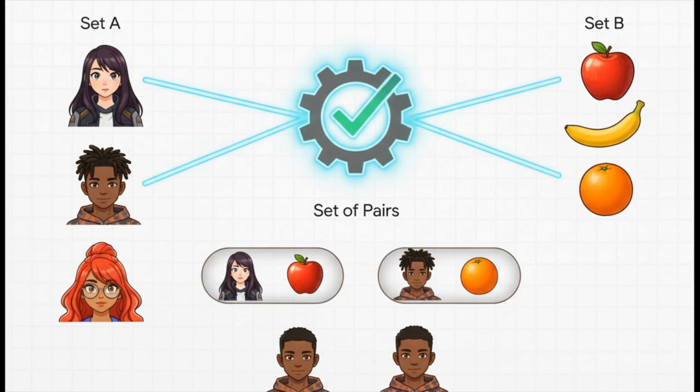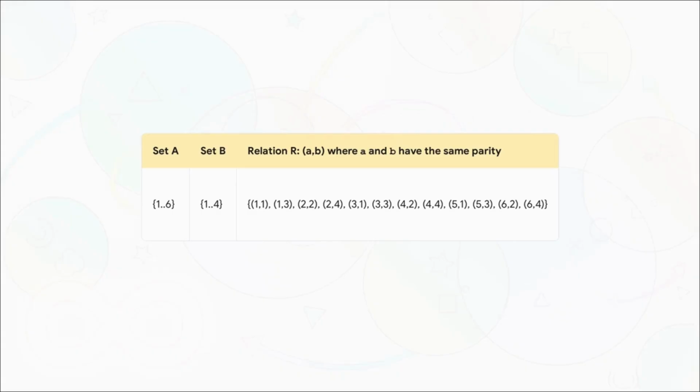A relation is nothing more than a list of pairs. You take an item from the first set, an item from the second, and if they follow your rule, you pair them up. That final list of successful pairs, that is the relation. Let's actually walk through this one.